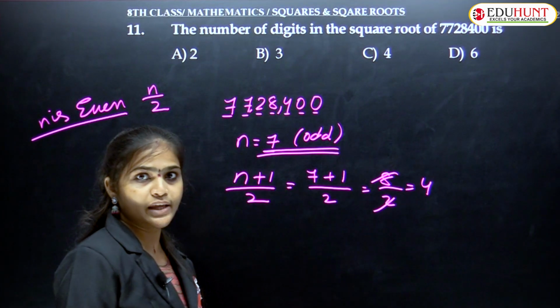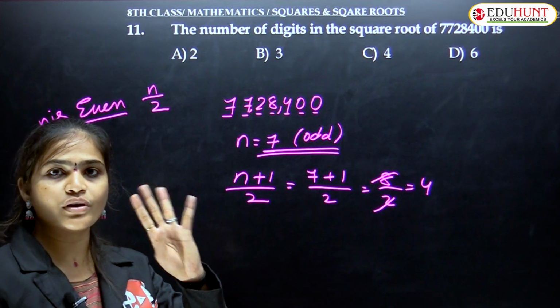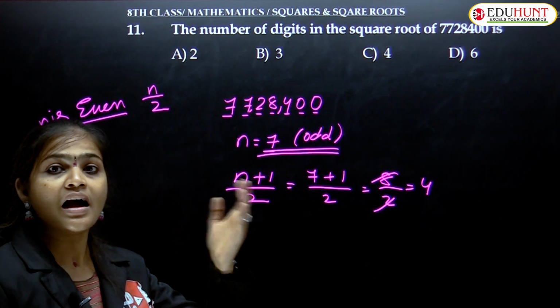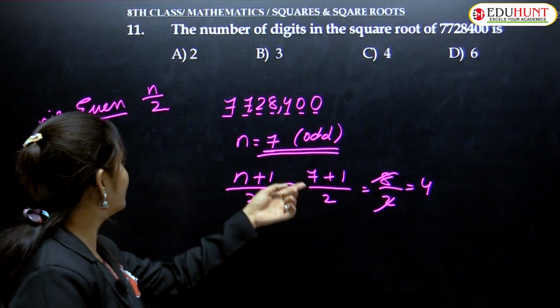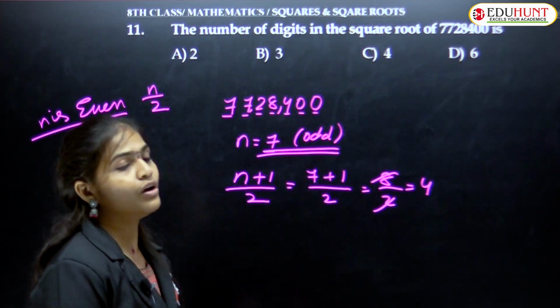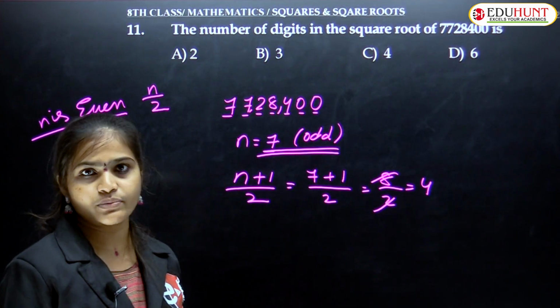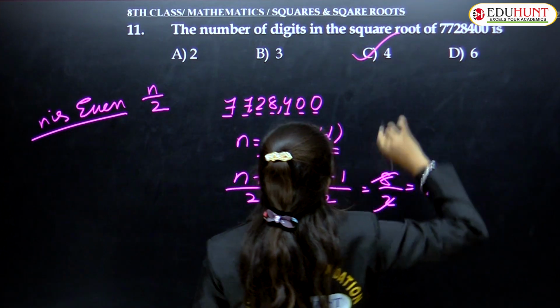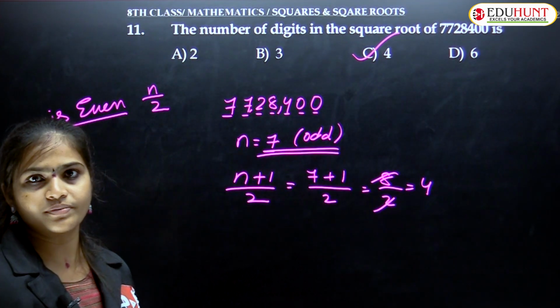So in its square root, how many digits are there? 4 digits are there. A 4 digit number, when squared, gives a 7 digit perfect square. So which option is correct here? Option C, that is 4.